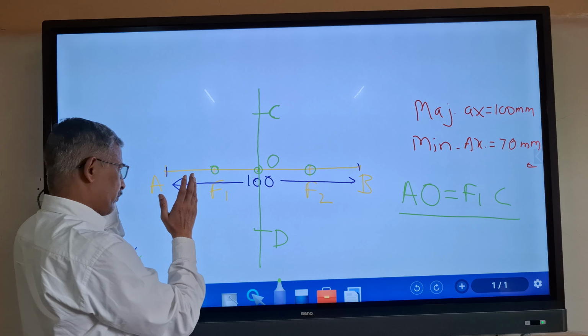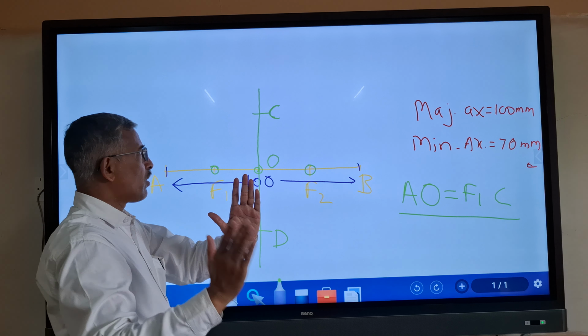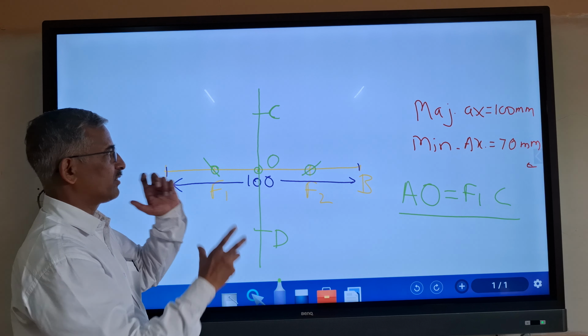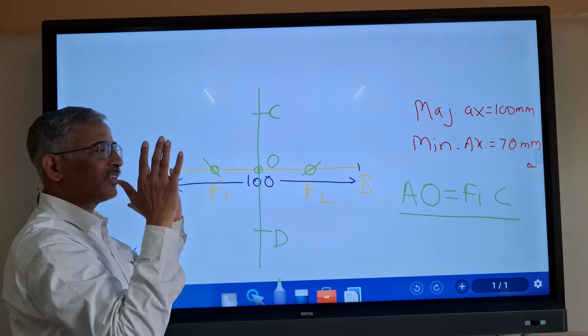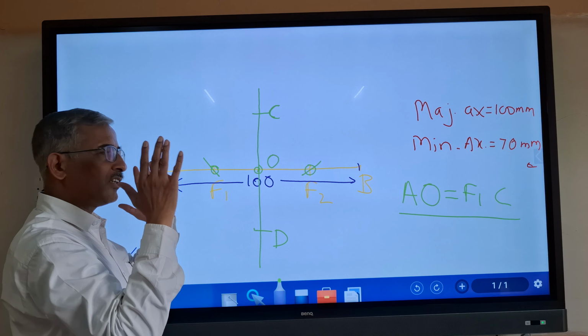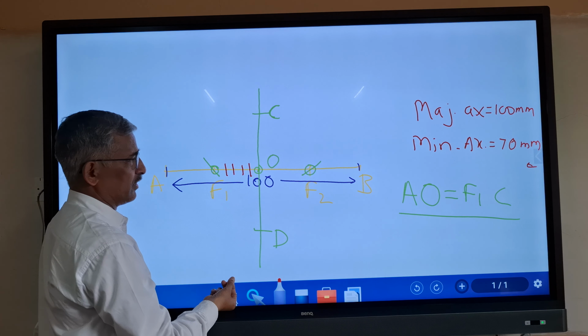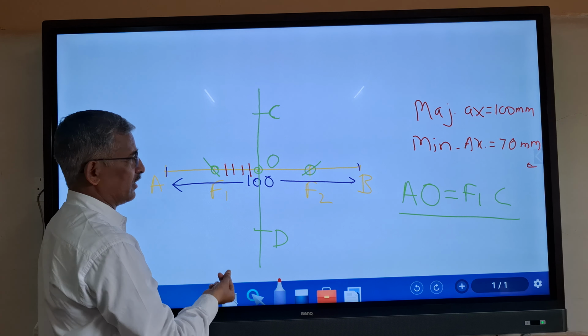So to do that, what is required? Take AO in your compass. From C as a center, cut AB at these two places. AO as a radius in your compass, from C, cut here and cut here. You will get point F1 and F2, which are very important for this arcs of circle method of construction of ellipse. Then next step. In the next step, from F1, mark 1, 2, 3, 4 points. Small distance, equidistance points you can mark.